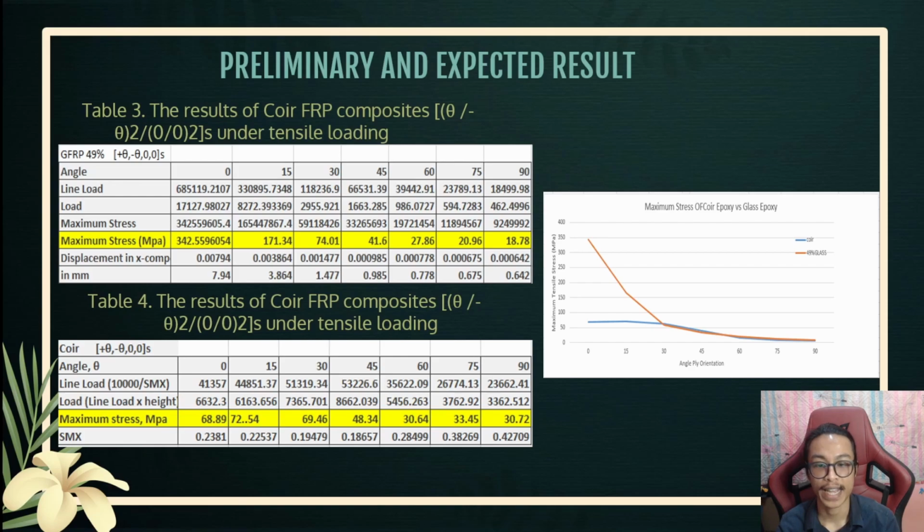This suggests that as the fiber orientation shifted to a higher angle, the tensile strength of the composite becomes more dependent on the strength of the fiber matrix interface, thus showing the importance of the properties of the matrix used in the composite.